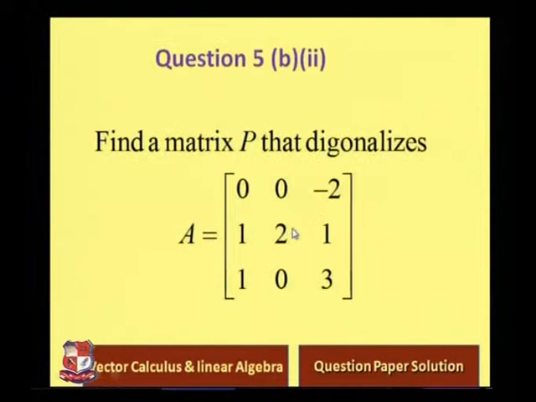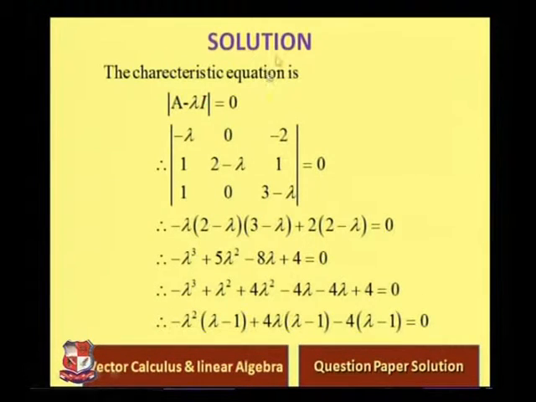Now the next question, question 5b2. Find a matrix P that diagonalizes A. This is our given matrix A: 0, 0, minus 2, 1, 2, 1, 1, 0 and 3. Now its solution is similarly the characteristic equation. This is another method. The last solution was in another method.